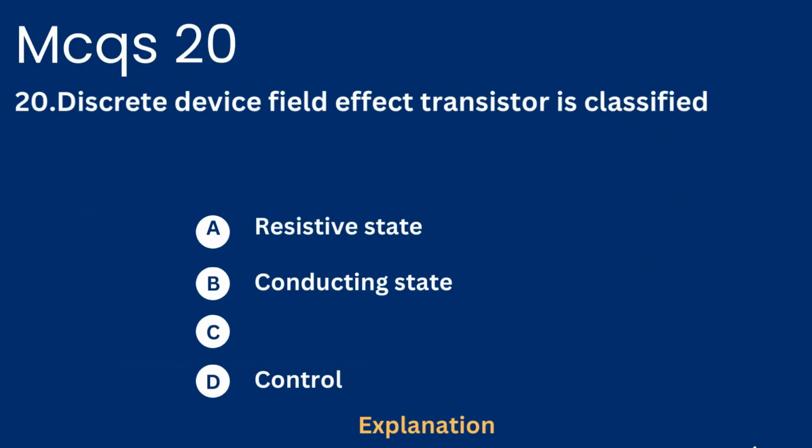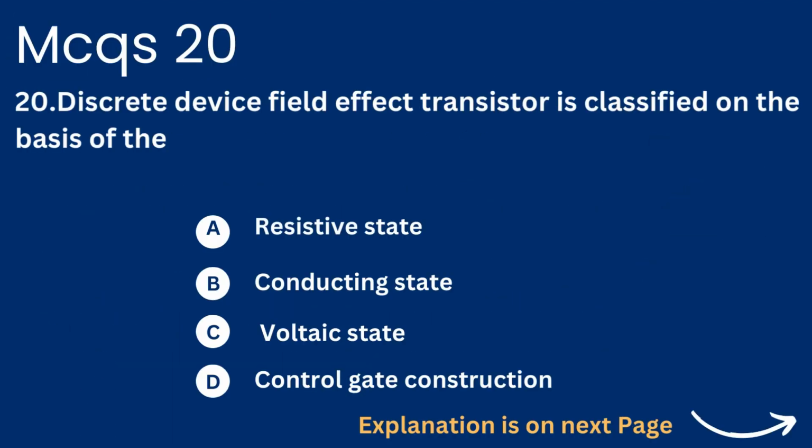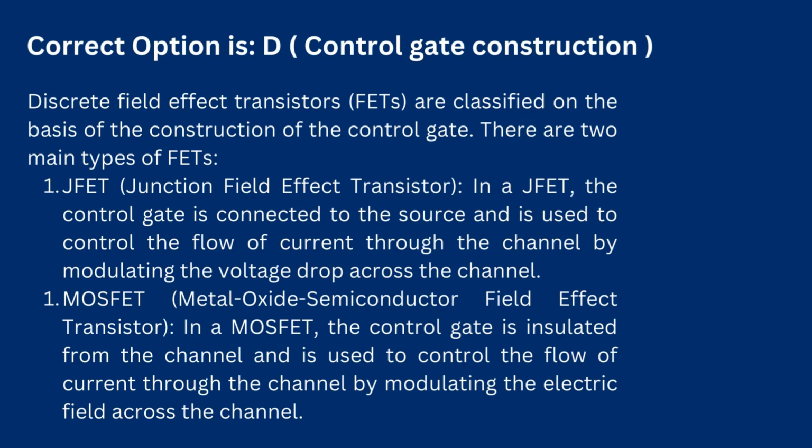Moving towards the next MCQ: a discrete device field effect transistor is classified on the basis of which of the following: resistive state, conducting state, voltage state, or control gate construction? So our correct option is D, control gate construction.